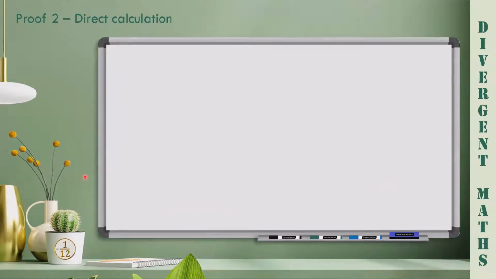Proof number 2, direct calculation. Is there a way that we can calculate the sum of the monotonic divergent series of natural numbers directly? There are plenty of ways. Here is one. Let's write down first the monotonic divergent series of odd numbers. Let's open the toolbox to see what that value is equal to.